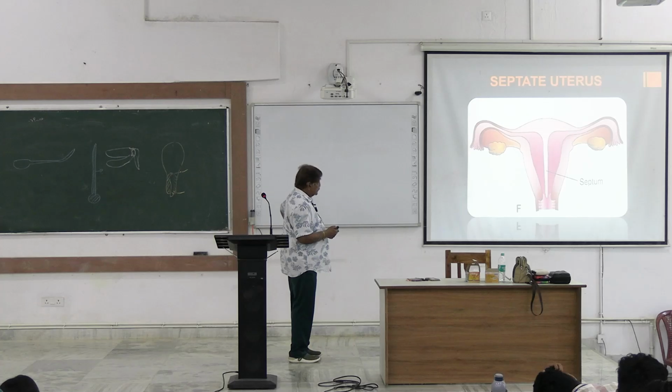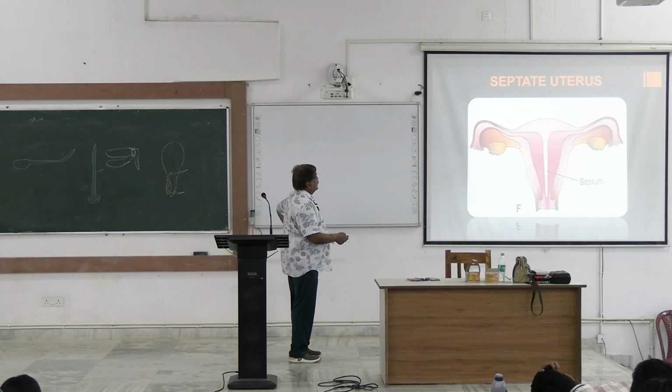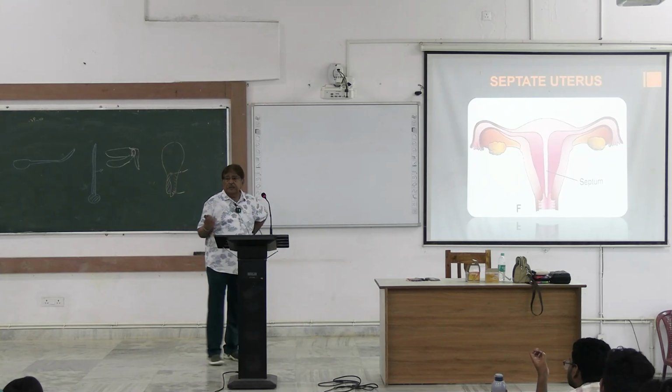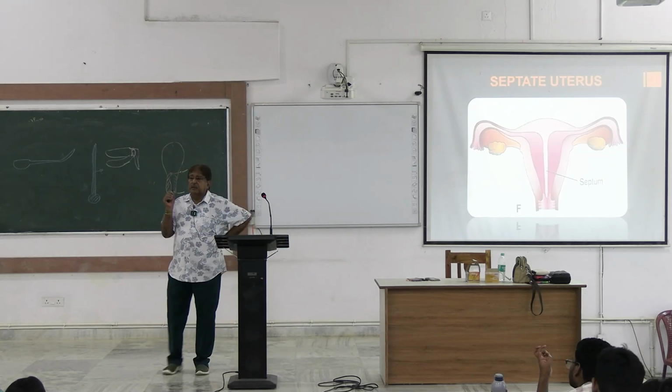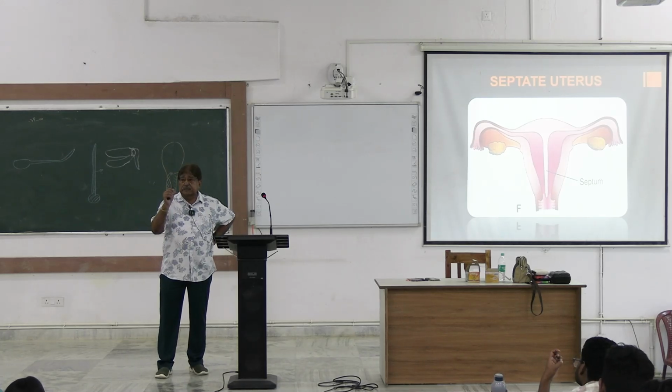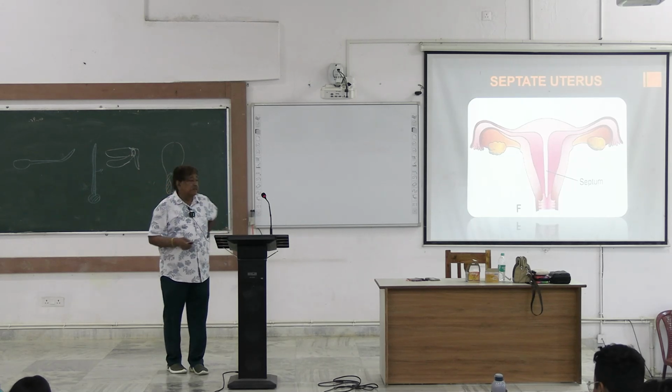Septate uterus. See, that's the septa. So, pregnancy may occur in one cavity. Now, with endoscopy, the septum can be removed. If she is going for repeated abortion, then you have to be very judicious, and you can remove the septum by surgery.